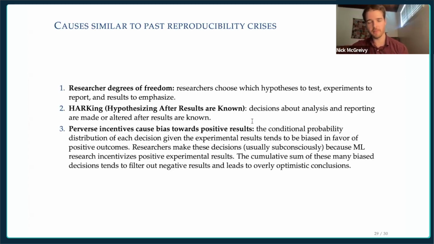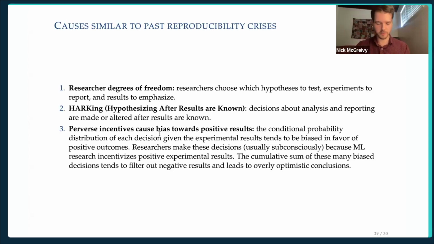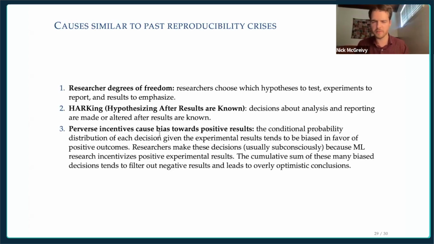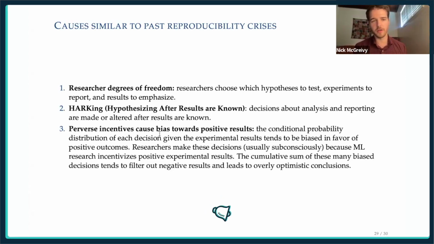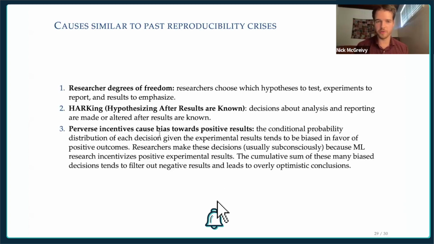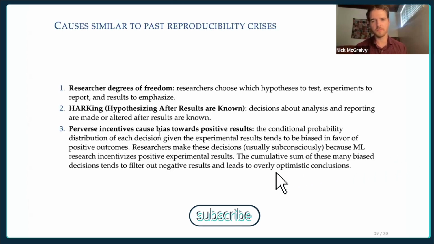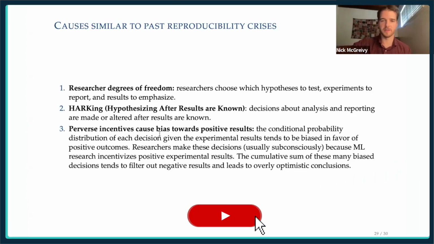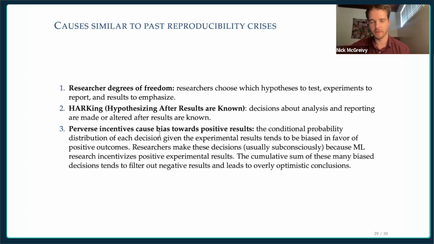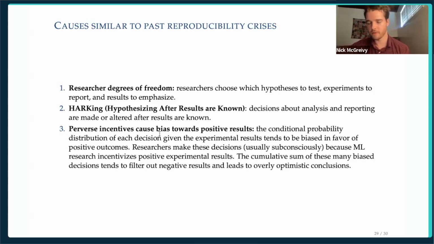And then the third step is that because there are these perverse incentives in most of science, but I think especially in machine learning, the conditional probability distribution of each of these decisions, given the experimental results, tends to be biased in favor of positive outcomes. And the cumulative sum of these biased decisions tends to filter out negative results and lead to overly optimistic conclusions.